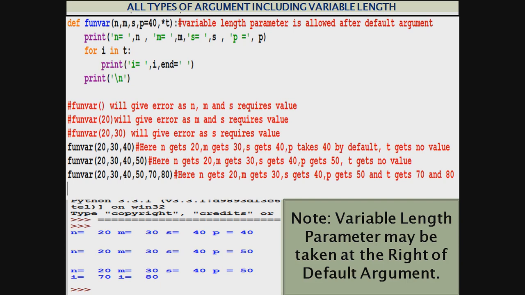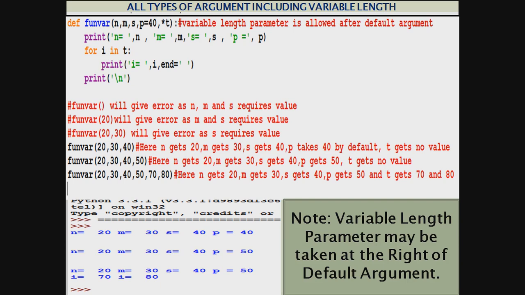Now when we call funvar with 20, 30, 40, 50, 70, 80, n gets 20, m gets 30, s gets 40, p gets 50 and t takes two values, 70 and 80, and it shows their value there, you see. So students, you can well see two important things here.